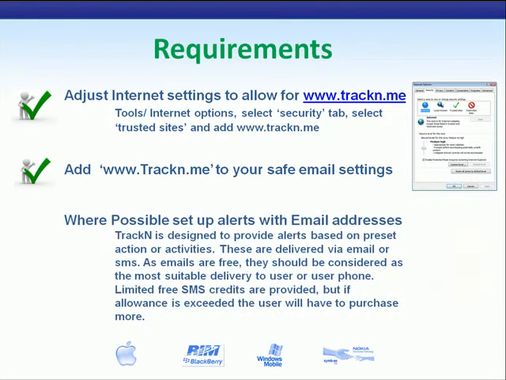Where possible, set up alerts with email addresses. Trackn is designed to provide alerts based on preset actions or activities. These are delivered via email or SMS or both. As emails are free, they should be considered as the most suitable delivery to the user or user's phone. Limited free SMS credits are provided, but if the allowance is exceeded, the user will have to purchase further SMS credits.